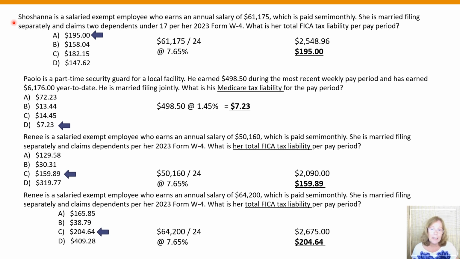So we'll start by dividing the annual salary, $61,175, by 24. There are no pre-tax deductions, and that's why we then multiply the result of $2,548.96 by 7.65% for a total of $195. Why 7.65%? Because Social Security is 6.2% and Medicare taxes is 1.45%. What about the next example?